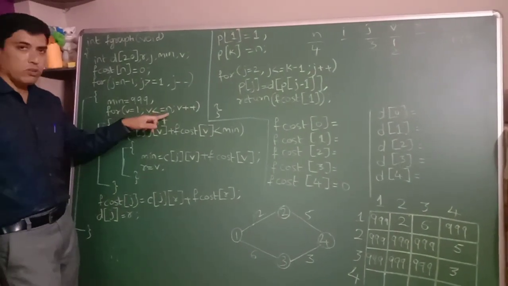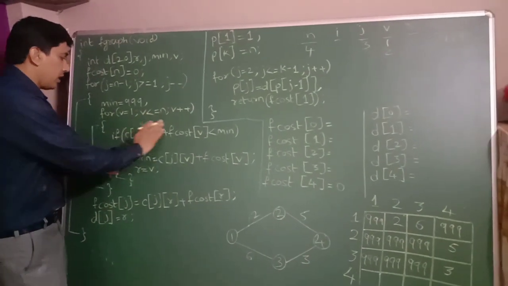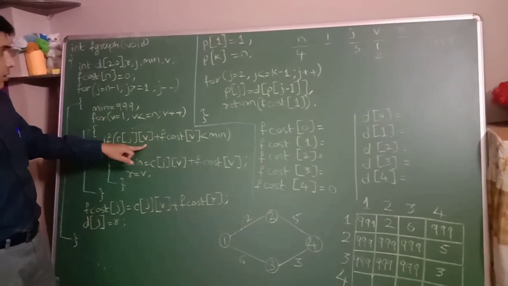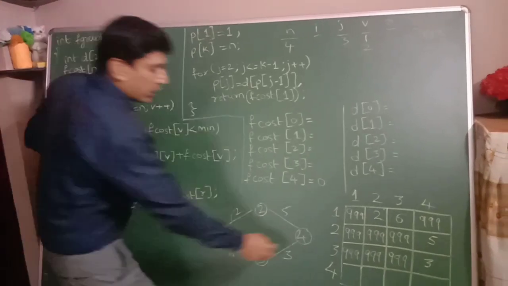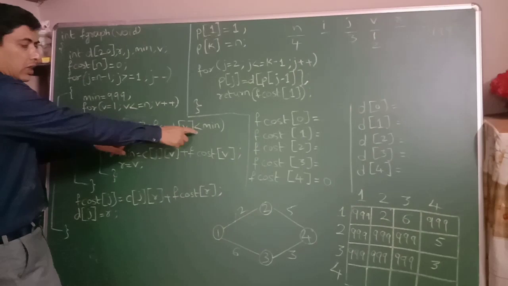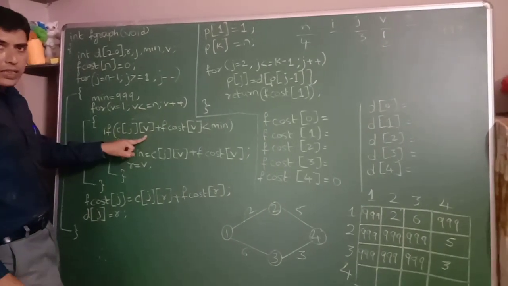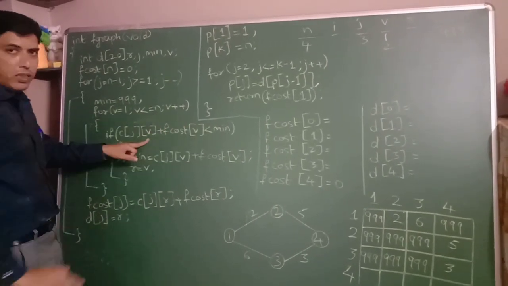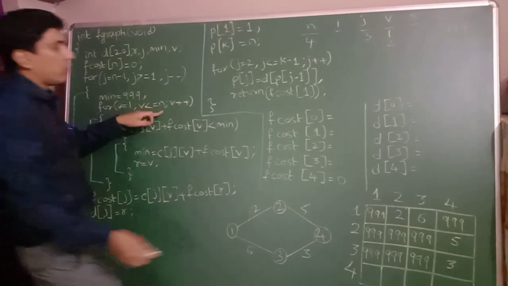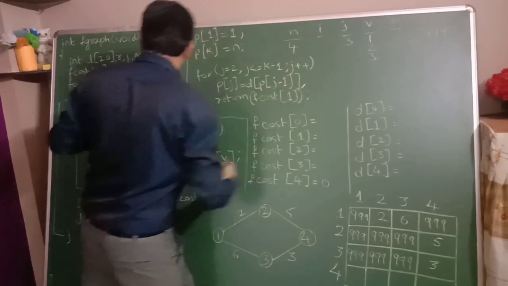Is 2 less than or equal to 4? Yes. Then j is 3, v is 2. 3 2 is again 999. So again, is it less than 999? Again the condition will become false, right? Increment the value of v by 1. Now v becomes 3, right?